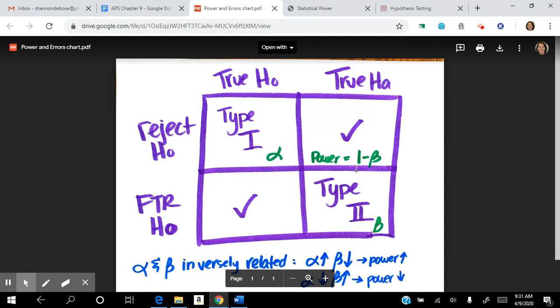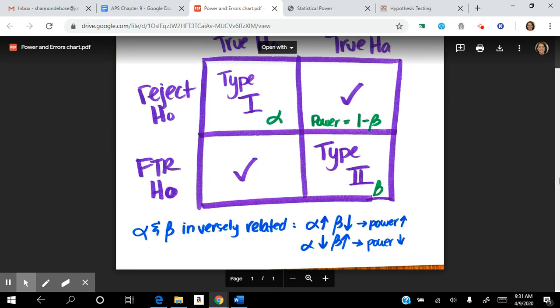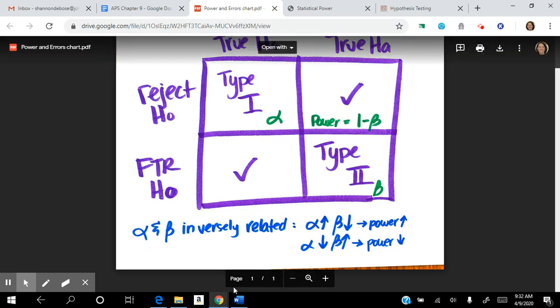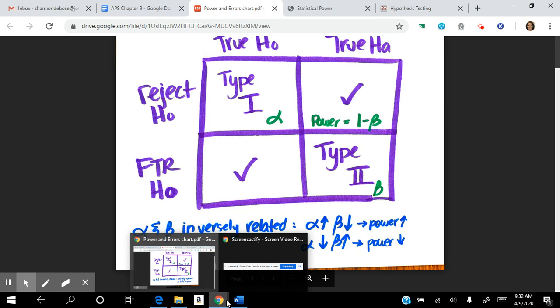So the alpha and beta are inversely related. So if alpha is increasing, beta is going to decrease. And if beta decreases, the power is going to increase. If we decrease alpha, beta is going to increase, which means the power is going to decrease. So if you'll notice, your power is directly related to alpha. So if we increase alpha, we increase our power. If we decrease alpha, we decrease our power. So we saw that when we were messing around with the applet.